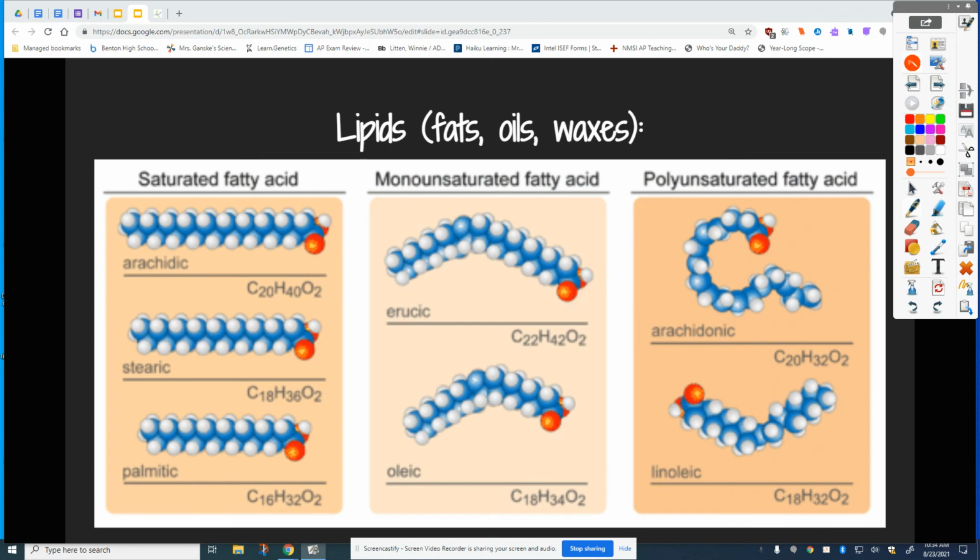There's 2 different types of monomers. And this is showing you pictures of fatty acids. And basically what a fatty acid is, it has an oxygen, carbon, and a whole bunch of carbons attached to it. And on those carbons, we see a bunch of hydrogens attached to it.